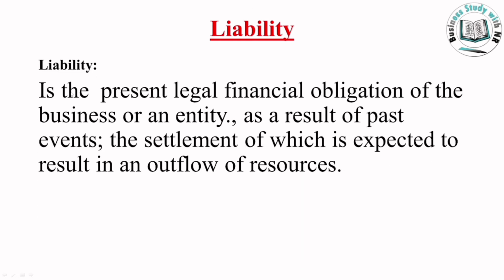The next is liability. What is meant by liability? Liability is the present legal financial obligation of the business or an entity as a result of past events. For example, before 2 months you purchase goods on credit. The person to whom you have to give money is your liability. You have to pay. You need some money to pay. The settlement of which is expected to result in an outflow of resources.